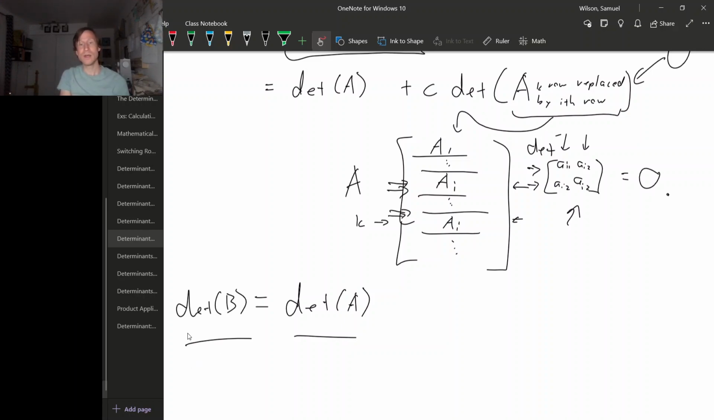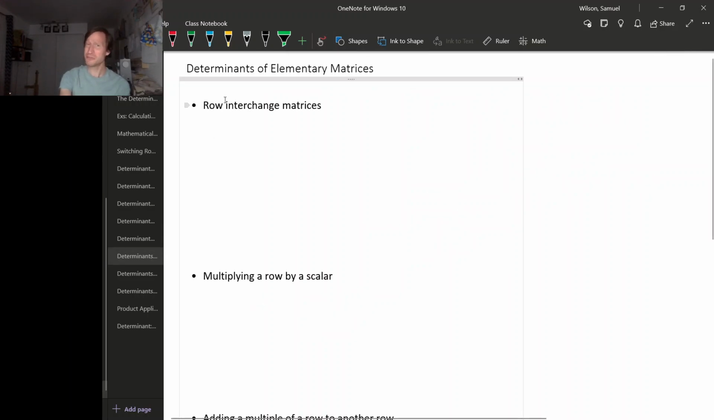All right, so now we know what the three elementary row operations do to determinants. If you switch two rows, it multiplies the determinant by -1. If you multiply a row by a constant, the determinant gets multiplied by that constant. And if you add a multiple of a row to another row, that doesn't change the determinant at all. All right, so that's the row operations. But remember, the row operations correspond to elementary matrices, which makes you wonder, what are the determinants of the elementary matrices? So what about row interchange matrices?